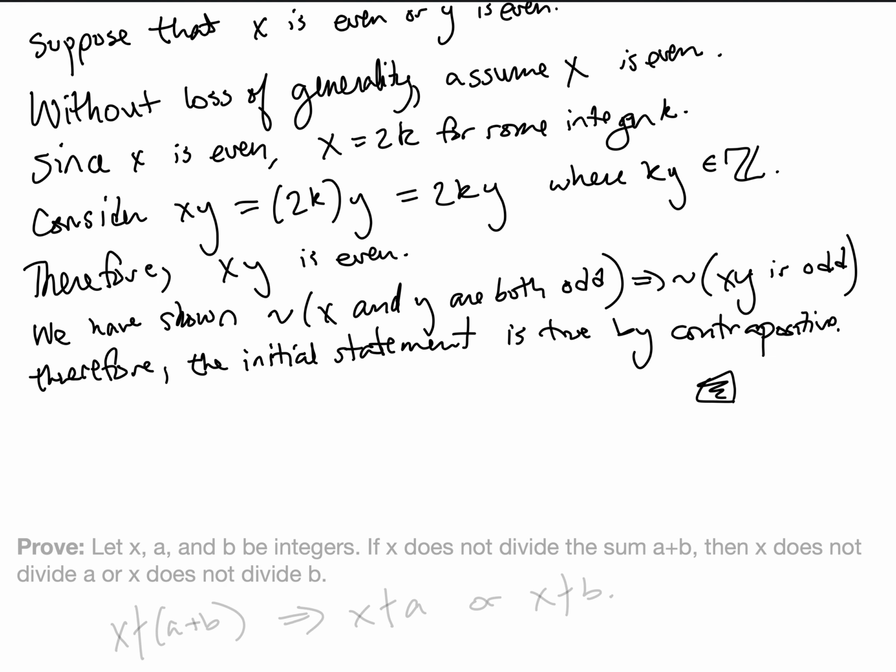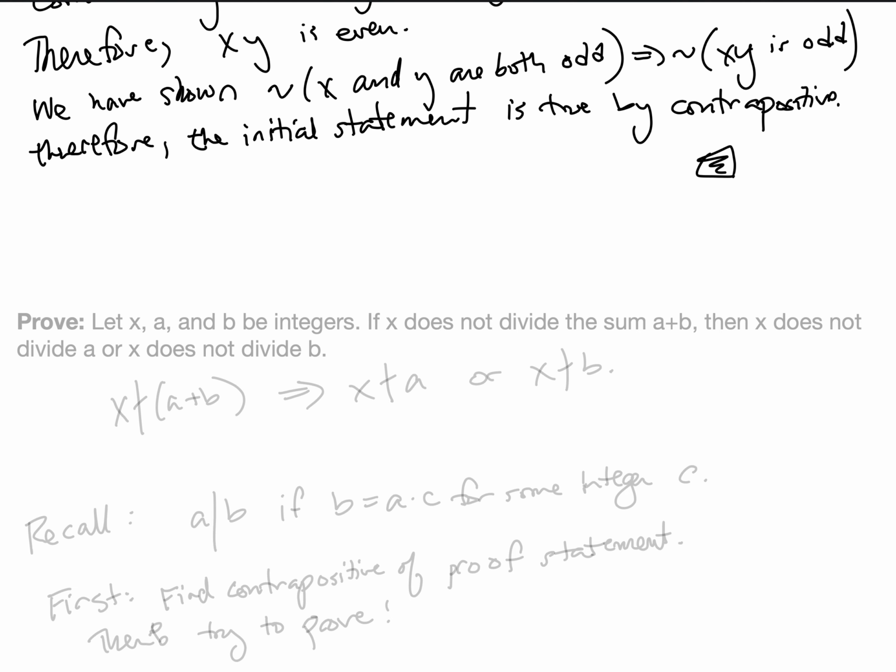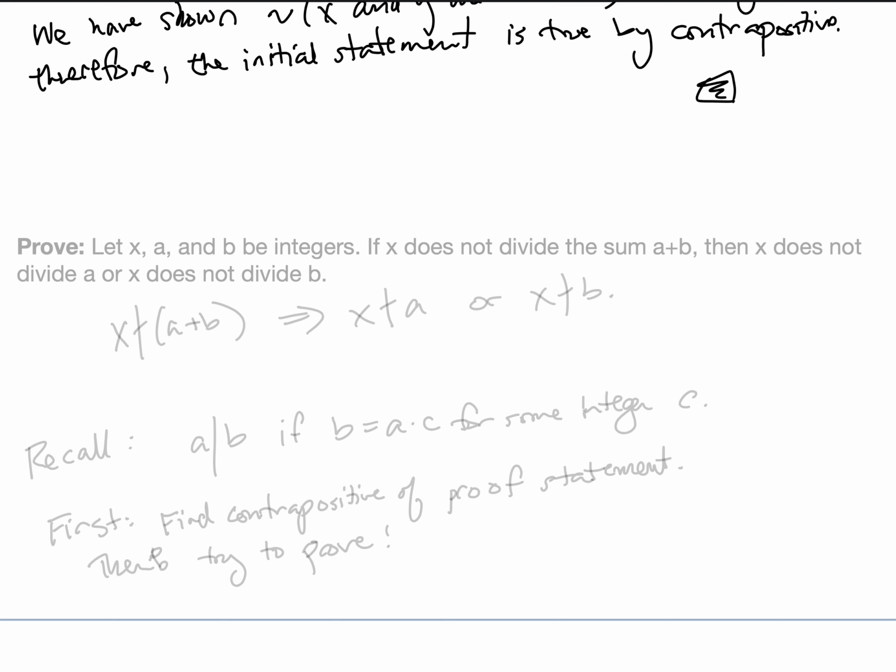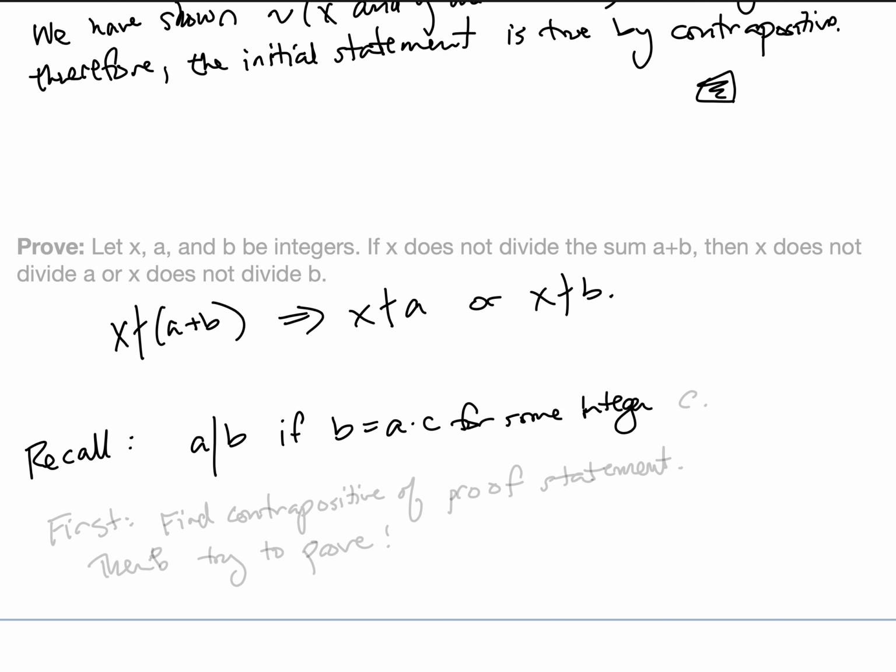Okay, let's look at another proof using the contrapositive technique. Let x, a, and b be integers. If x does not divide the sum a plus b, then x does not divide a, or x does not divide b. So in symbols, x does not divide a plus b implies x does not divide a, or x does not divide b. So that is what we are trying to prove. Recall the definition: a divides b if b is equal to a times c for some integer c. So that's the definition of divides.